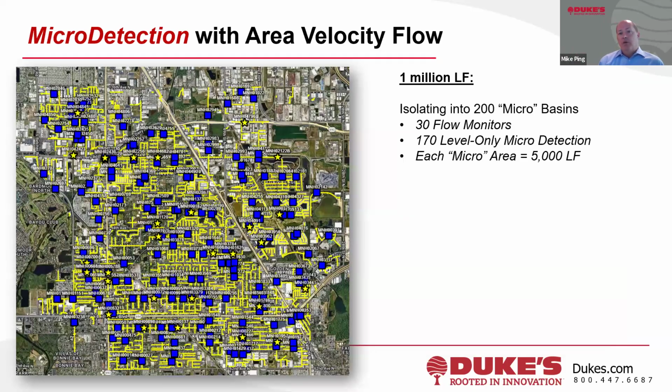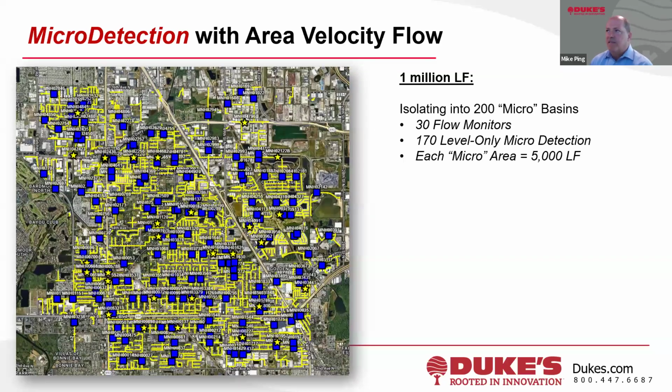So this is one that we're working on right now. This is a 1,000,000-foot system, right? Every blue box is a micrometer. So there's 170 of them in here. These projects range anywhere from 10 micrometers to 400 or 500, I think. So a big span there.